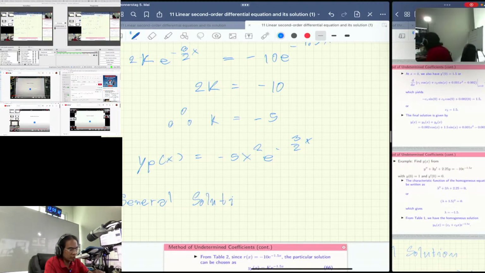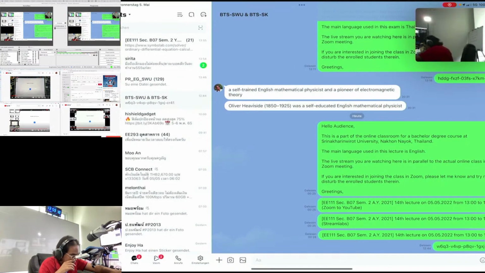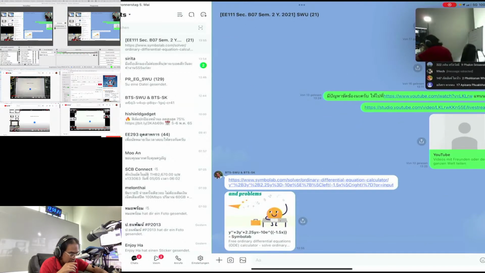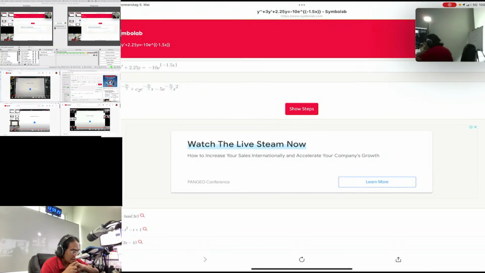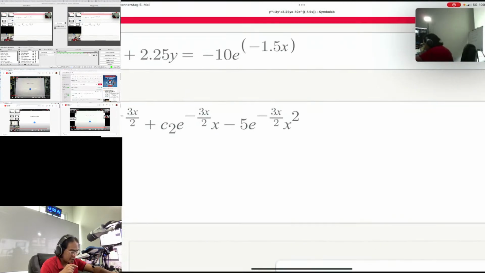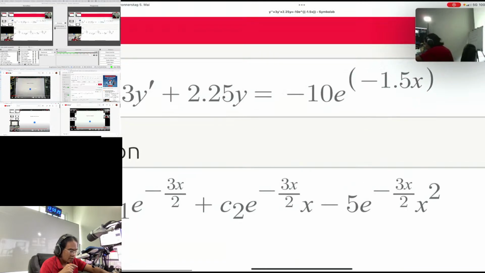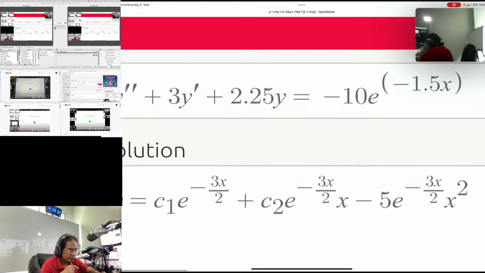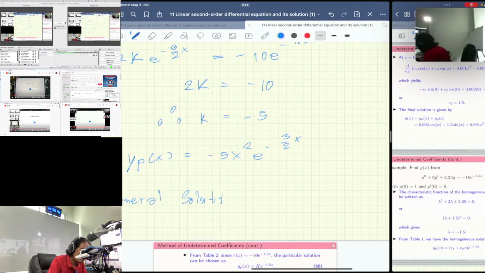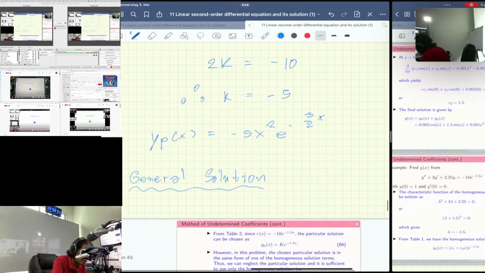Oh, I need to bring you to the solution right here on our iPad too, right? Right here the solution is somehow this, the solution from the internet. Okay, here is the homogeneous solution and here is the particular solution as we have discovered before. Okay, the general solution will be somehow this.